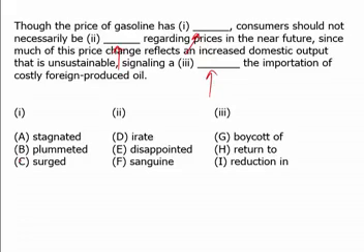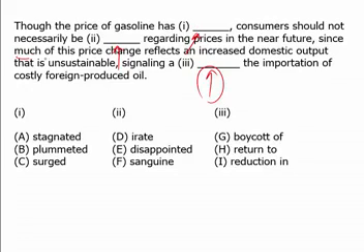What I think is easiest with this one is actually to deal with the third blank last. Let's read it. Though the price of gasoline is blank, consumers should not necessarily be blank regarding prices in the near future. We have no idea what those two blanks mean. Unlike the double blank text completion, though, we have another blank here. So don't feel like you have to apply these double blank strategies because you don't know the first two blanks here. Make sure to read on.